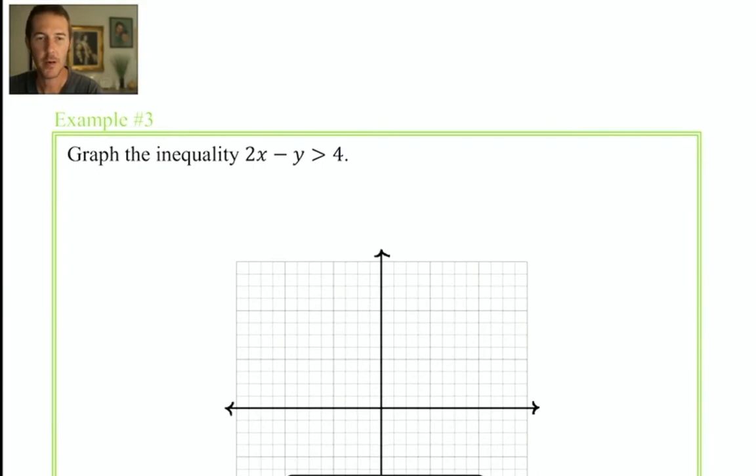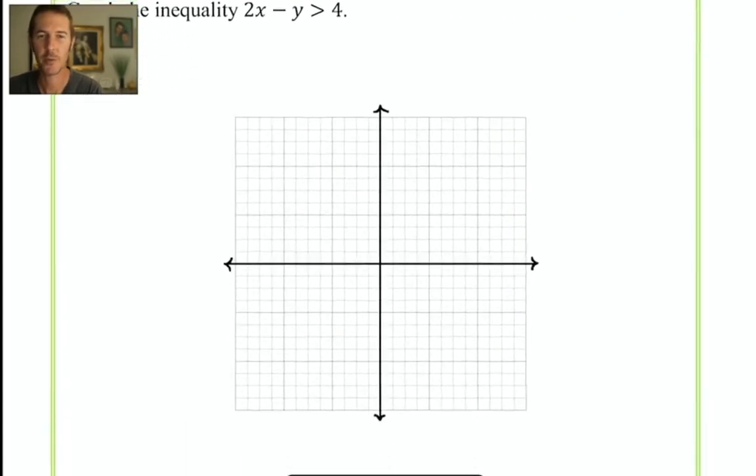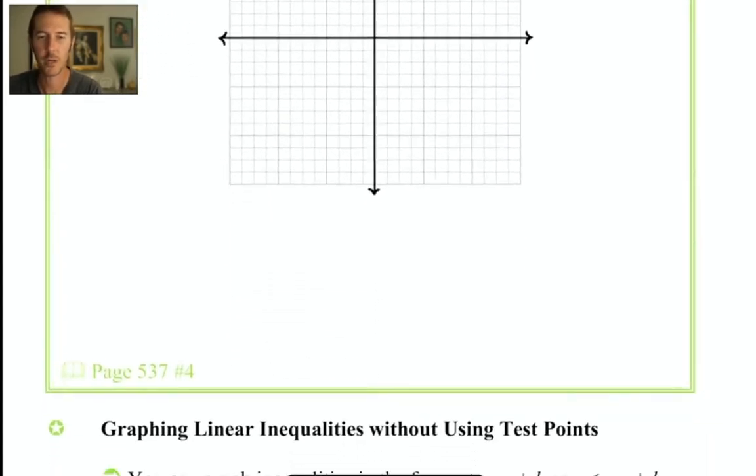Here's an example of an inequality that we might be asked to graph. I'm not going to use this one because I'm going to show you how to graph a linear inequality by showing you how to graph a system of linear inequalities. So I'm going to hold off on that one for the moment, but we'll get to it, I promise.